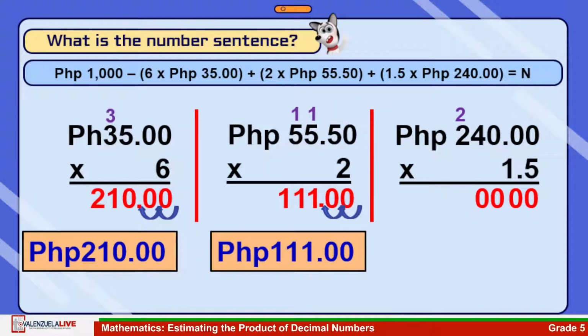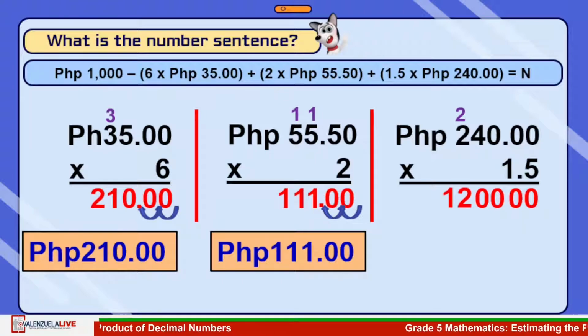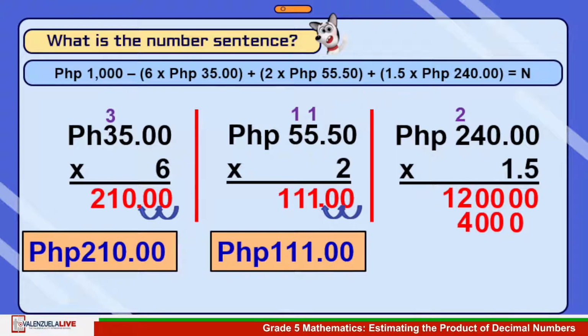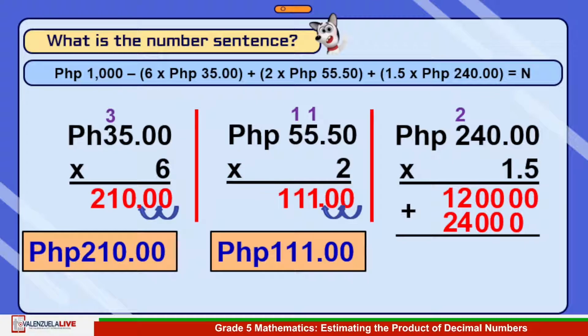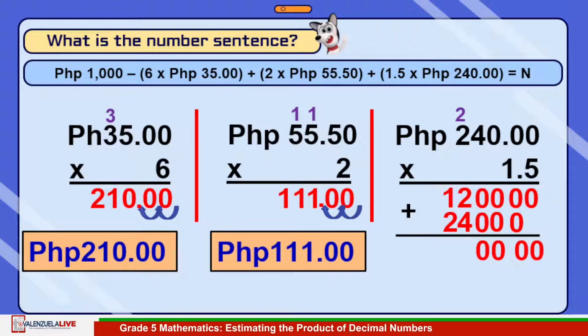5 times 2, very good, is equal to 10. Plus 2, okay, equals 12. And then 1 times 240, of course, let us copy 240. Then add. Bring down 4 zeros. Add 2 plus 4 is equal to 6. 1 plus 2 is equal to 3.